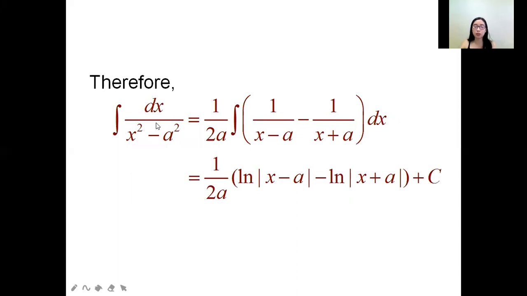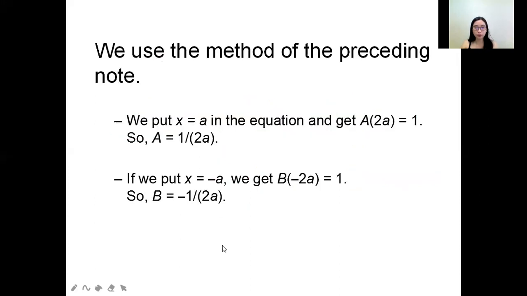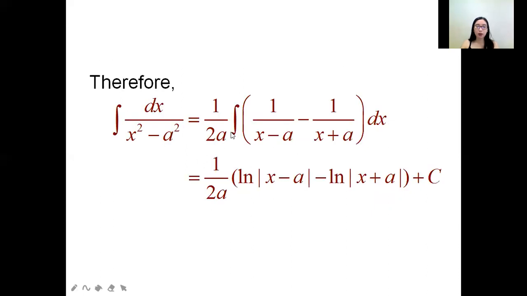Therefore, substituting those values in the integral form, the integral of 1 over x squared minus a squared dx is equal to 1 over 2a times the integral of the quantity 1 over x minus a minus 1 over x plus a dx. Therefore, we have our final answer, which is 1 over 2a times the quantity ln absolute value of x minus a minus ln absolute value of x plus a, plus c.